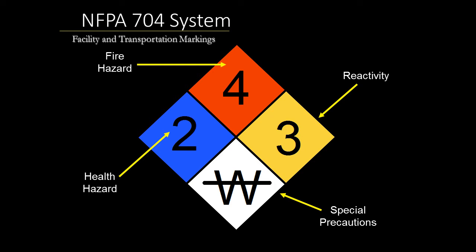And one important note here is the white diamond at the bottom of your screen. That white diamond contains symbols that can indicate any product-specific hazard. And this system does not identify the product. That's the other thing to remember about this. Your identification of whatever the product is has to be done through one of the many other means that have been described up to this point.